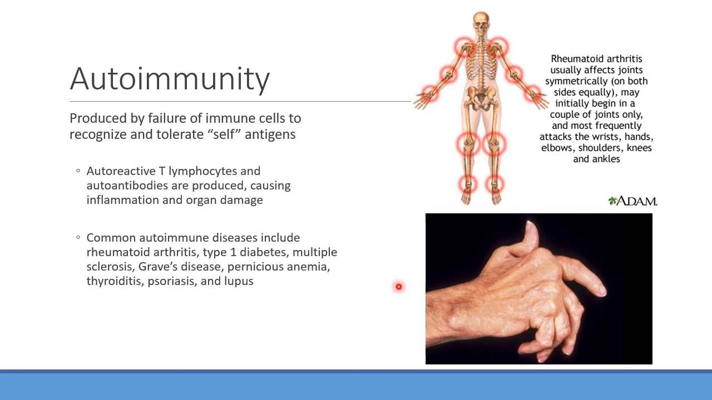Other common ones include things like diabetes type 1, multiple sclerosis. Anyone know what we're attacking in multiple sclerosis? Yeah, central nervous system, mainly the myelin sheaths along the neurons. That's one of the big things that gets hit there. Lupus is another big one, psoriasis, and lots of different thyroid conditions can be caused by this.